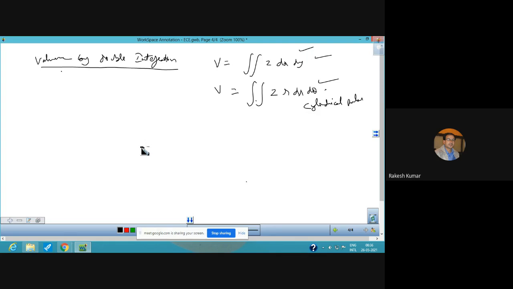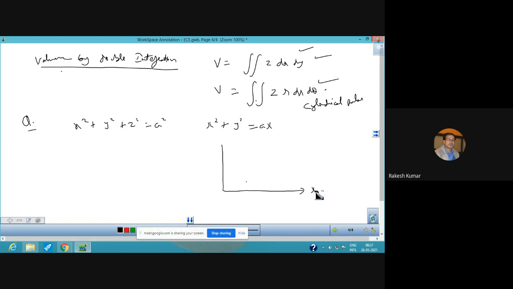So let us find the volume of the portion of the sphere x square plus y square plus z square is equal to a square, lying inside the cylinder x square plus y square is equal to ax. We have to find the portion of the sphere which is lying inside the cylinder.